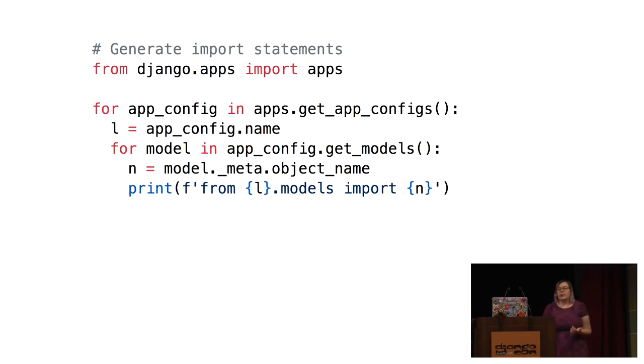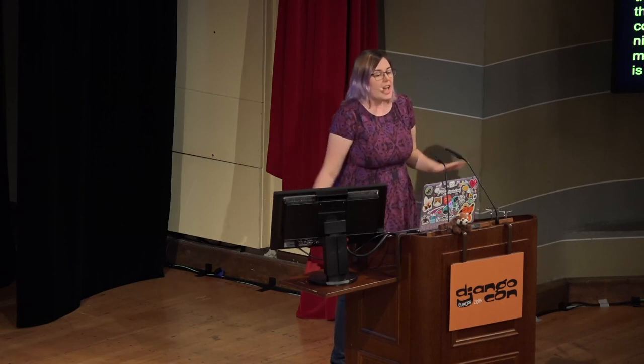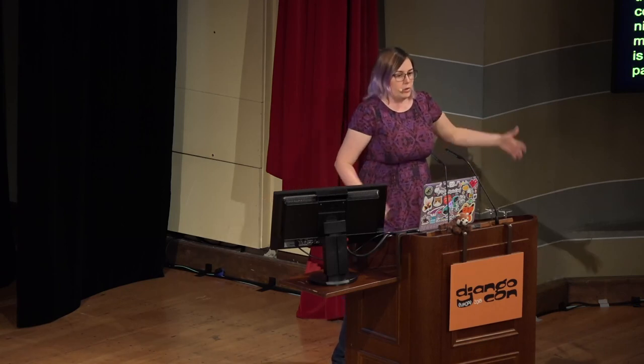So here's some I prepared earlier. With the help of some wonderful core developers, I was told that this is the way you can do that. So we import from django.apps, and then we do a nested loop over all the apps that are configured, and then for all those apps, what models are configured, and then we print out a nicely formatted "from something models import something else". And this is something you can just copy and paste and dump into your terminal, and you can start getting the ball rolling.